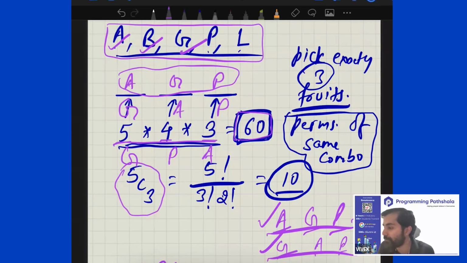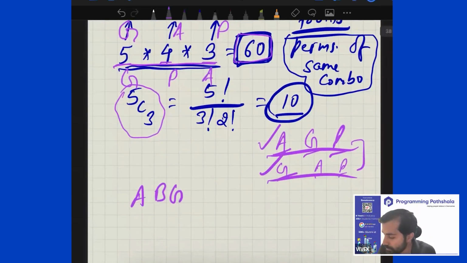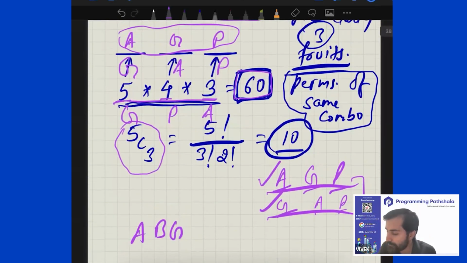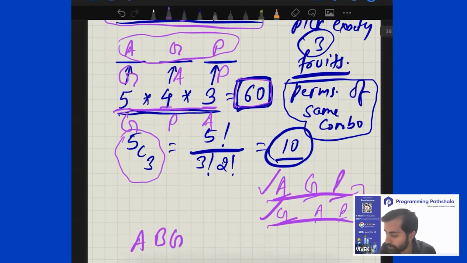Yeah, so it's a very, very important point to understand, right? Otherwise, people use wrong logic and they are unable to figure out where they went wrong. Now, what I was telling you was when you used this logic, 5 into 4 into 3, you got an answer of 60. That, hey, I have got 60 different combos, right?